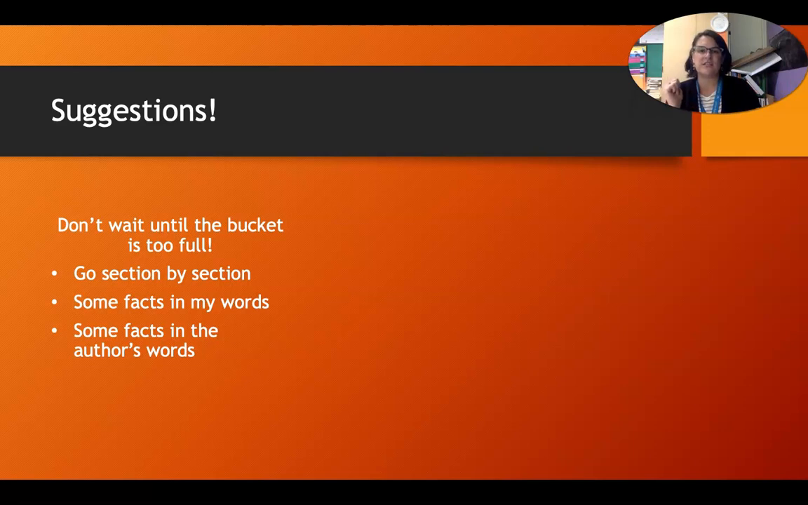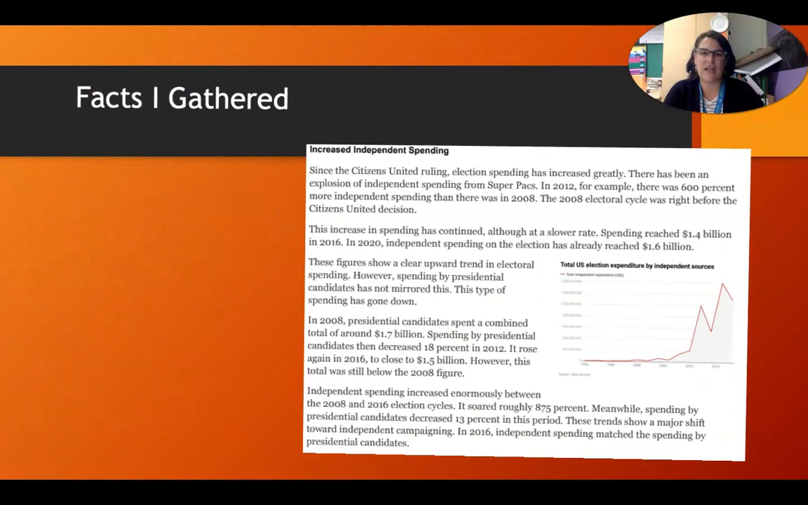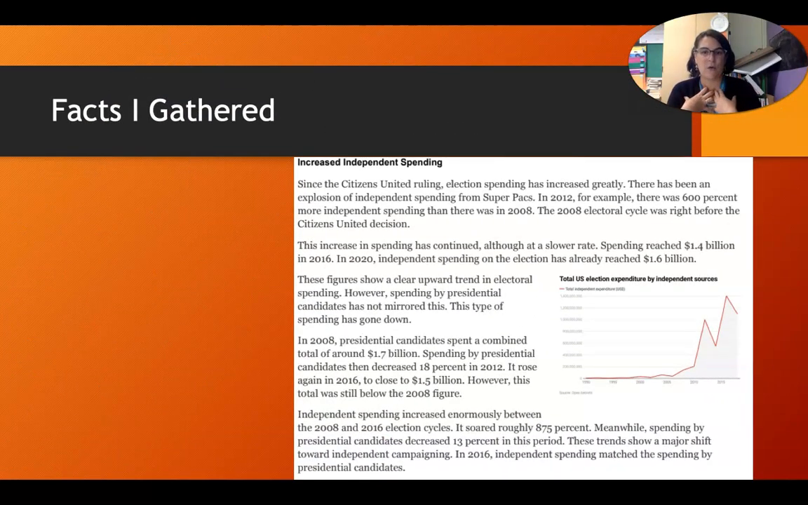So these are a few suggestions, and we're going to actually try it by looking at this article right here. This is fairly familiar. We've previewed it. So I want you to take a minute to pause and try to read through all of this text. Okay, and I want you to see what kind of things you might have pulled out, because right now we're going to take a look at some facts that I gathered while reading this.